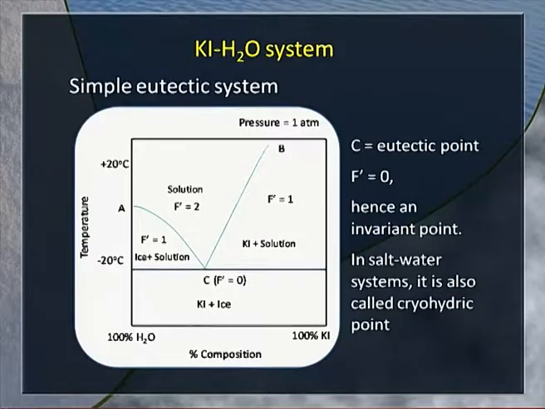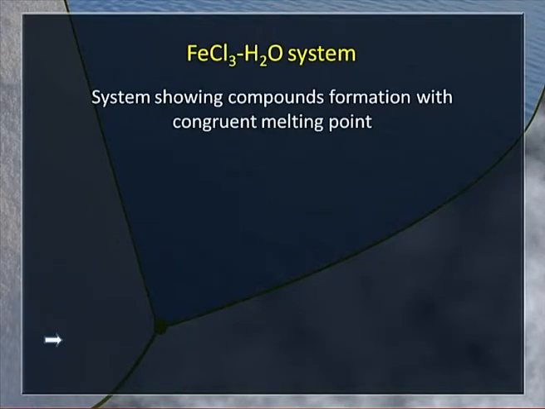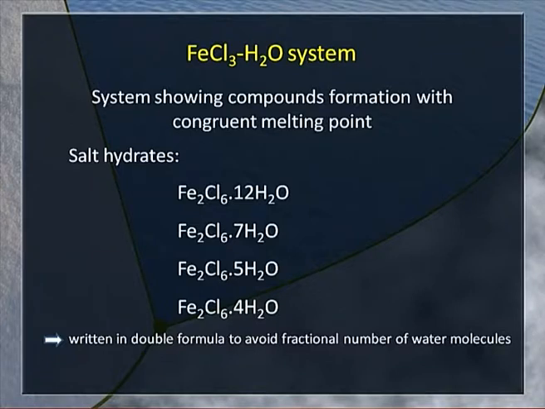The other interesting system is the ferric chloride-water system. Interesting because ferric chloride and water form a series of salt hydrates, and all these salt hydrates have sharp melting points. You recall compound formation, where the compounds exhibit sharp melting points. They are called congruently melting solids, and these are the salt hydrates.